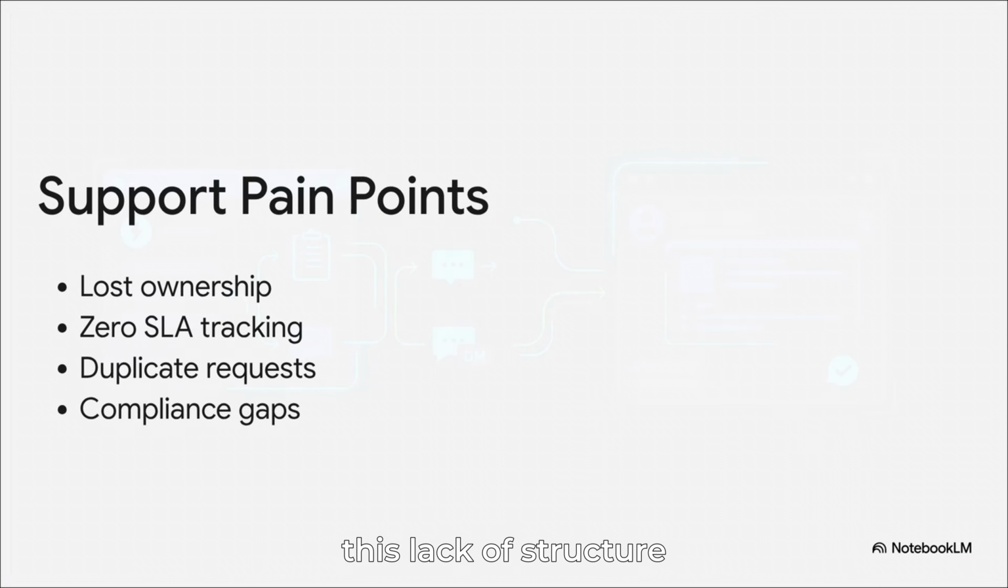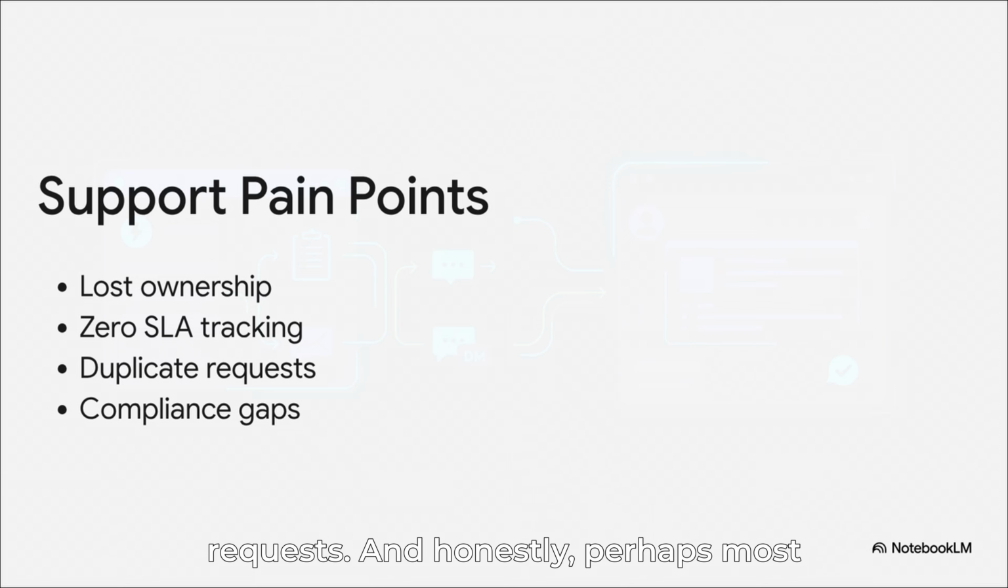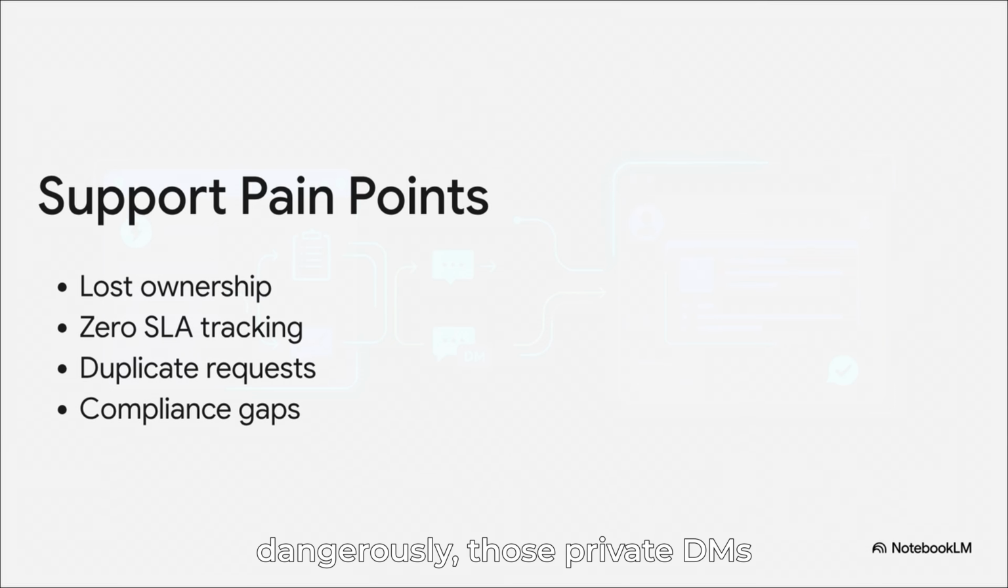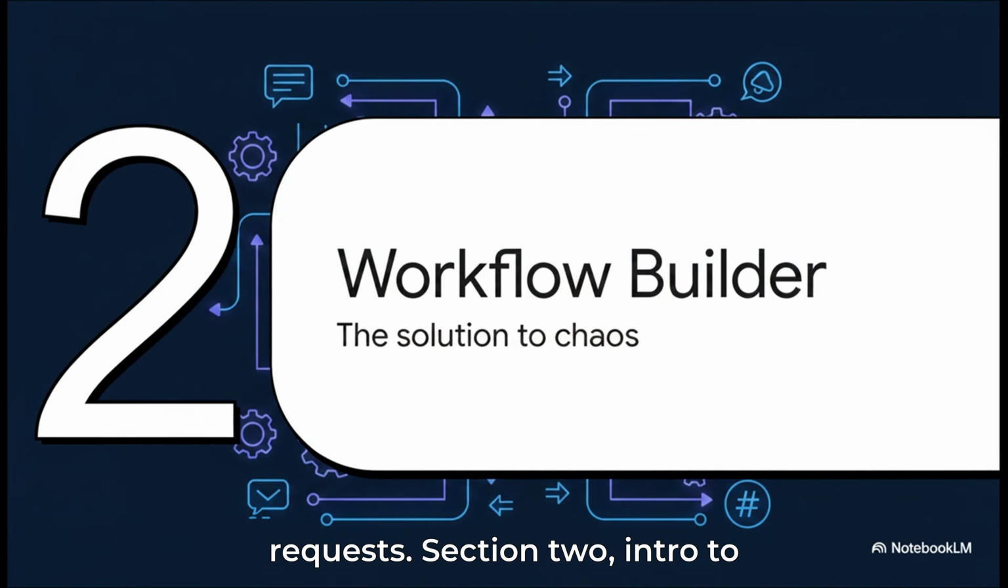And this lack of structure creates some very real, measurable pain points. Without enforced fields, your first-line agents are just drowning in channel noise. Ticket ownership gets completely lost. You have zero SLA tracking, meaning you literally can't measure your response times. You get flooded with duplicate requests, and honestly, perhaps most dangerously, those private DMs create massive compliance gaps for sensitive HR or security requests.